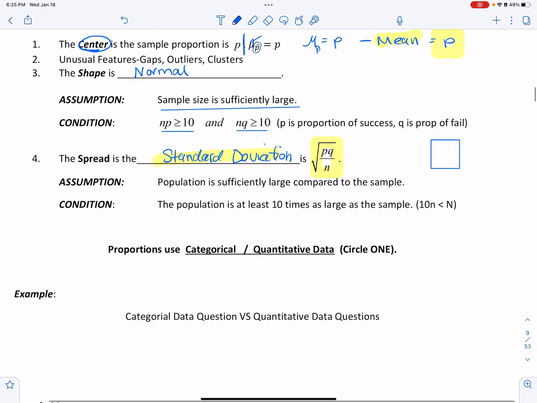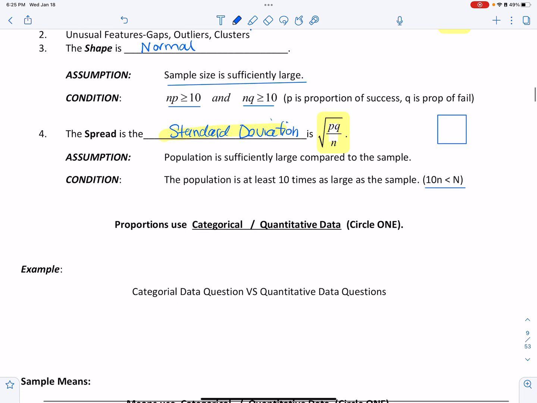However, the population has to be sufficiently large. What does that mean? We learned the 10% rule. In order for me to be able to draw this, we have to make sure that my sample is not more than 10% of the population, because, as we learned in a previous unit, in order for us to have independence, we need the 10% rule. That is the only way we're going to be able to have the standard deviation of the square root of PQ over N.